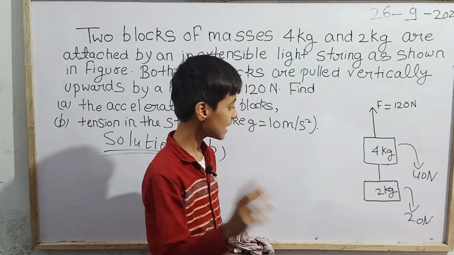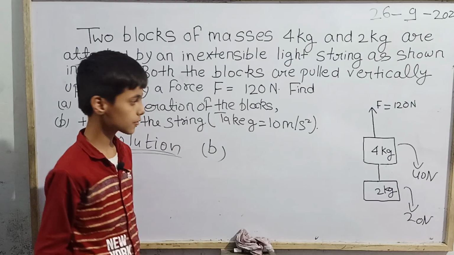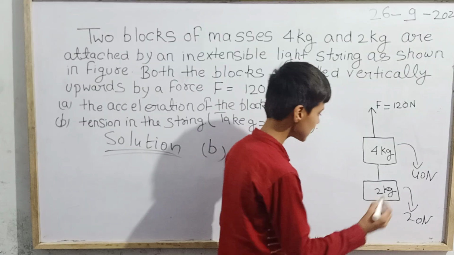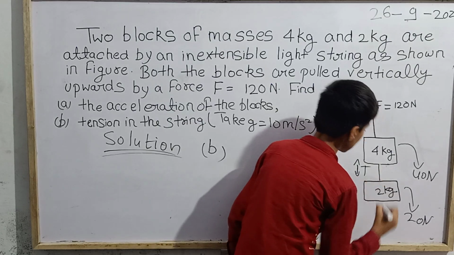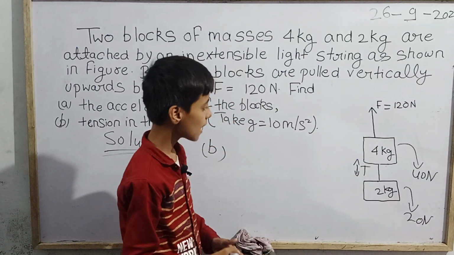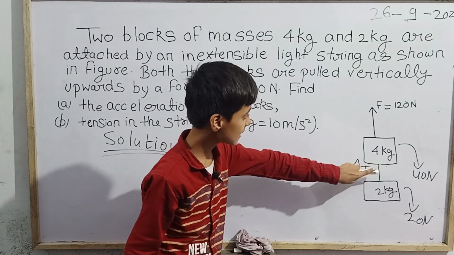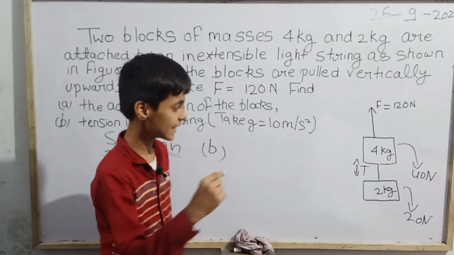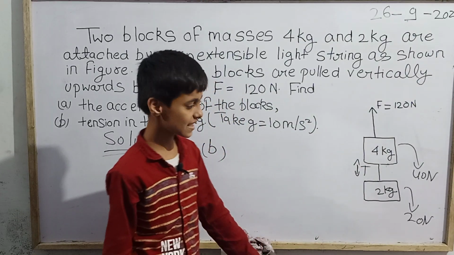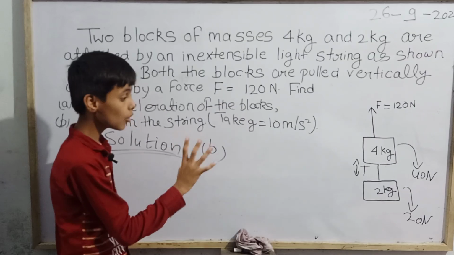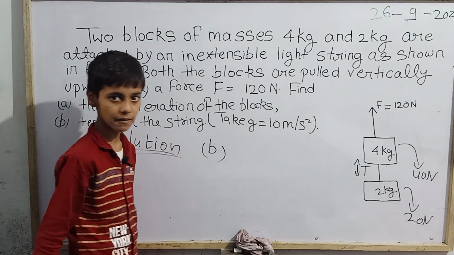First of all, where is tension generated? Just like the tension in a string we have to find. Imagine tension is here, okay, this is the tension. Of course it will be generated here. At this place, the tension that is getting generated is T. This T value we have to calculate.